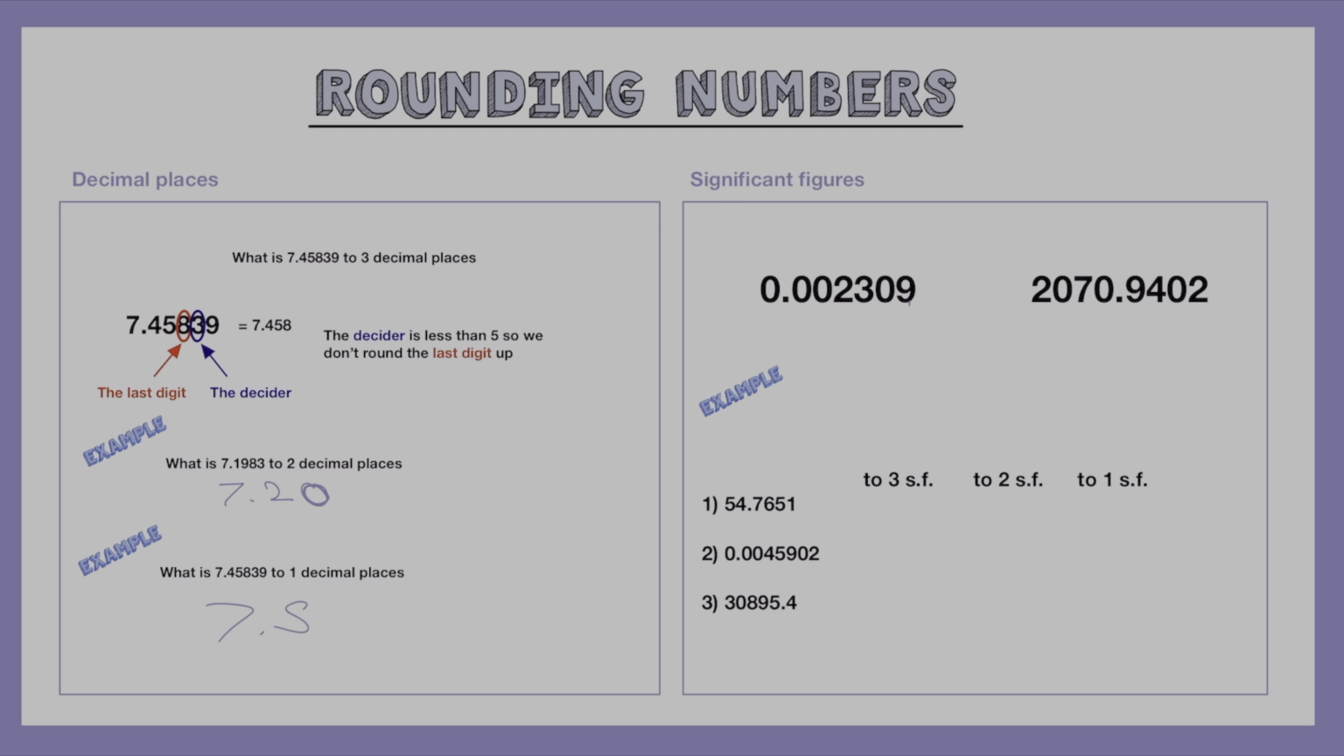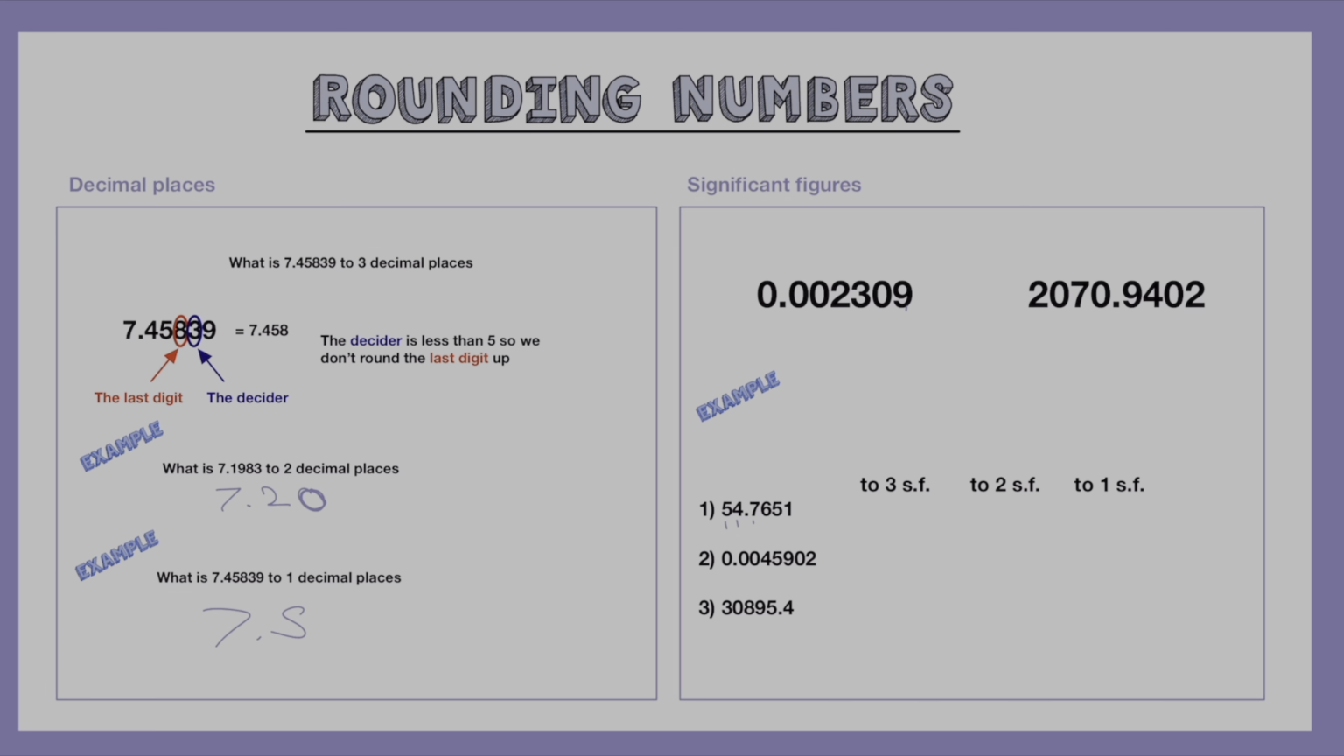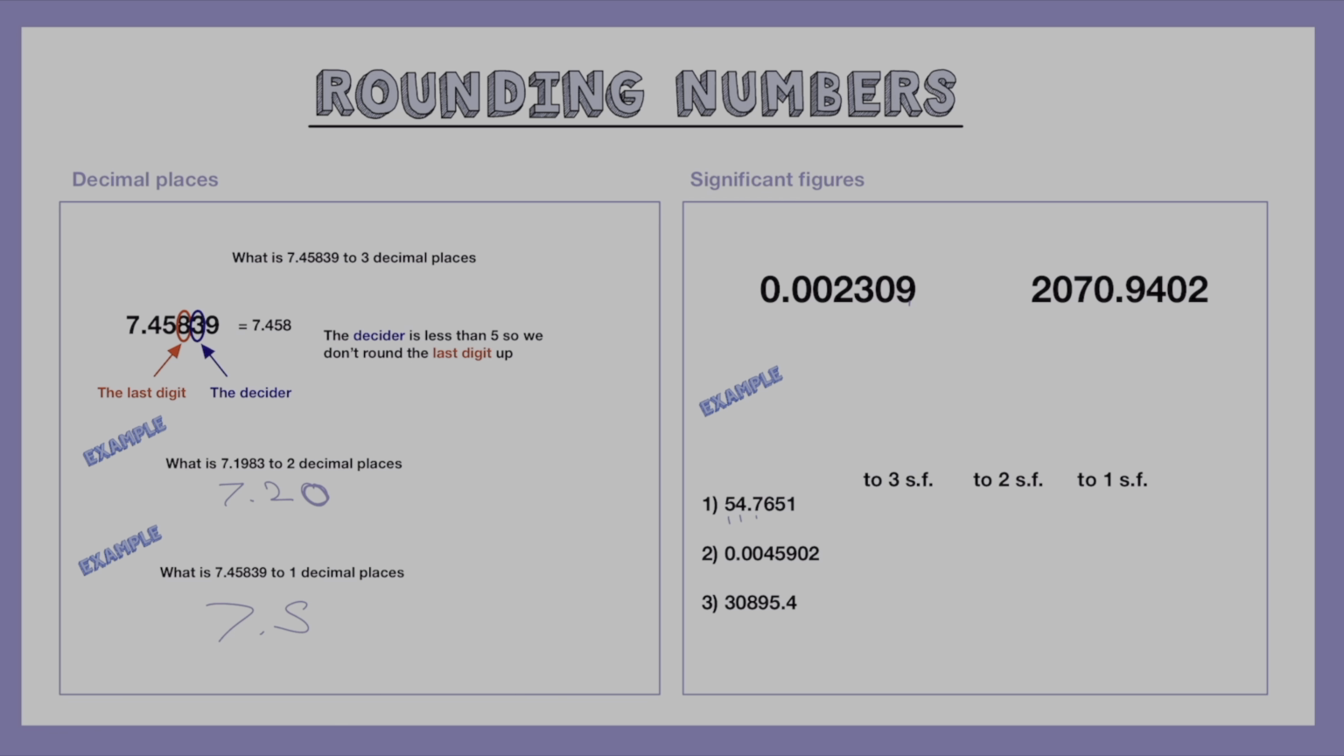Let's try some examples down here. So 54.7651 to 3 significant figures would be 5, 4, 7. These are all significant figures. So we would write them all in, but the 7 needs to be rounded up because of that 6, which is higher than 5. So 5, 4.8. So it's the same rounding method as the decimal points, but the places are slightly different.